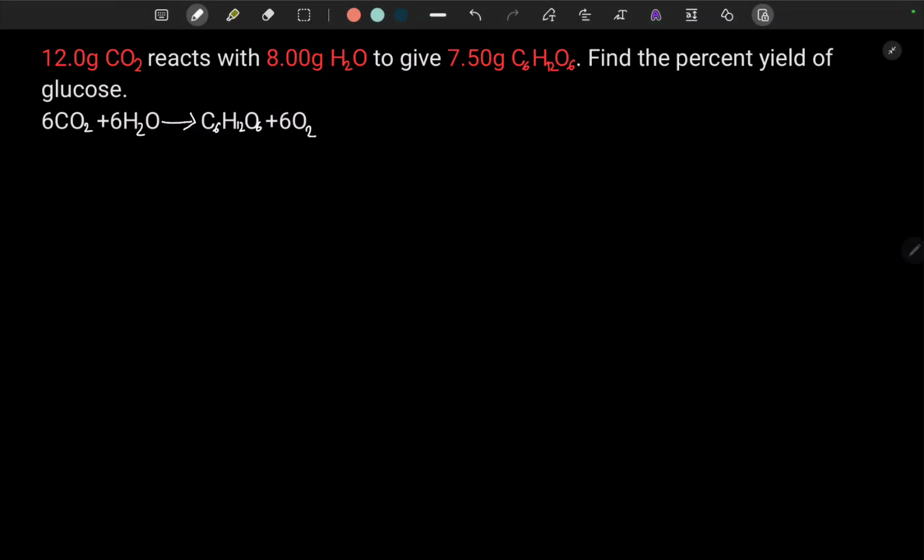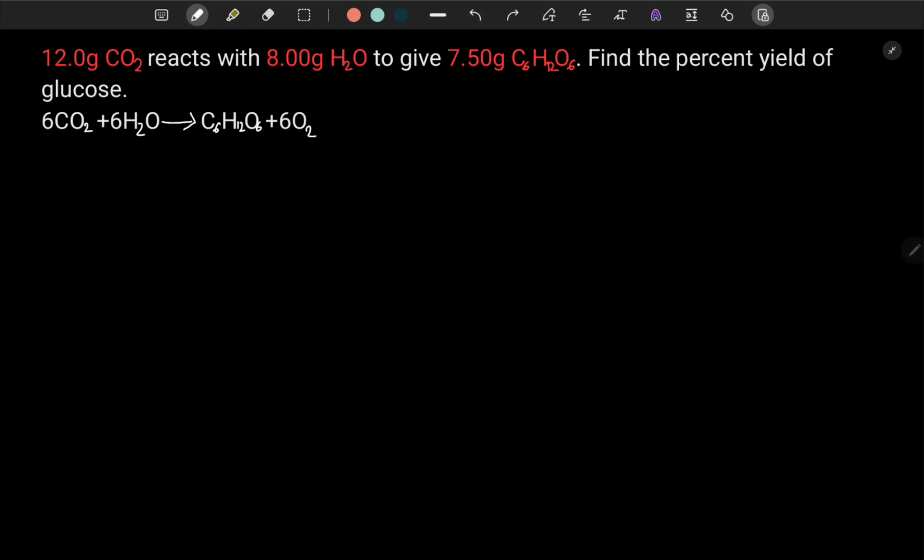In this video, we will learn how to calculate the percentage yield. So in this question, we are given the grams of CO2, which reacts with H2O to give C6H12O6, which is the glucose here. And we need to find the percentage yield of glucose. So the first step is to write the chemical reaction balanced.